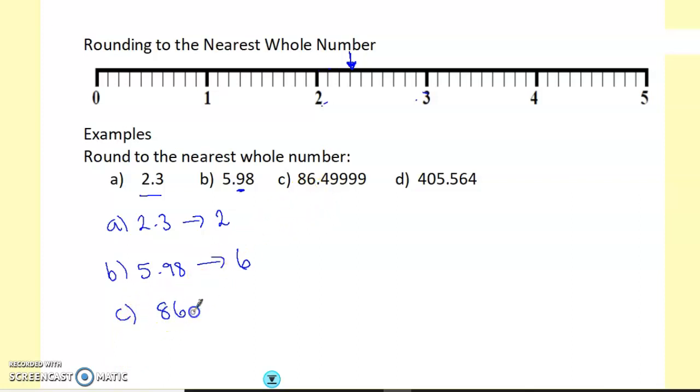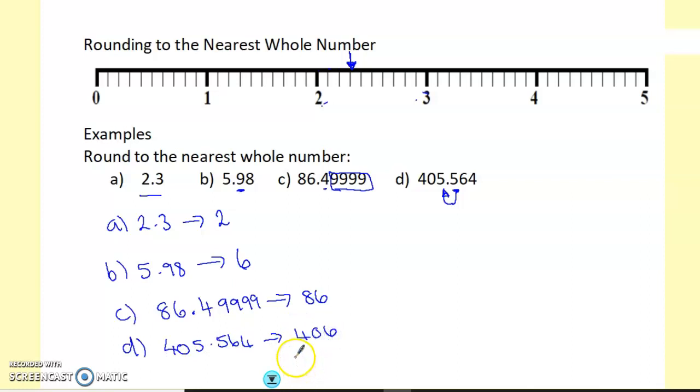The next one then, we've got 86.4. Now, I don't need to write the rest of that number to round to the nearest whole number because it's not important what's past here. If that is less than 5, it's less than halfway, so it rounds straight to 86. And the last one, we've got 405.56. Again, the only number I'm interested in is the one right after the point. It's 5, so that's going to push that up to a 6. That rounds up to 406 to the nearest whole number.